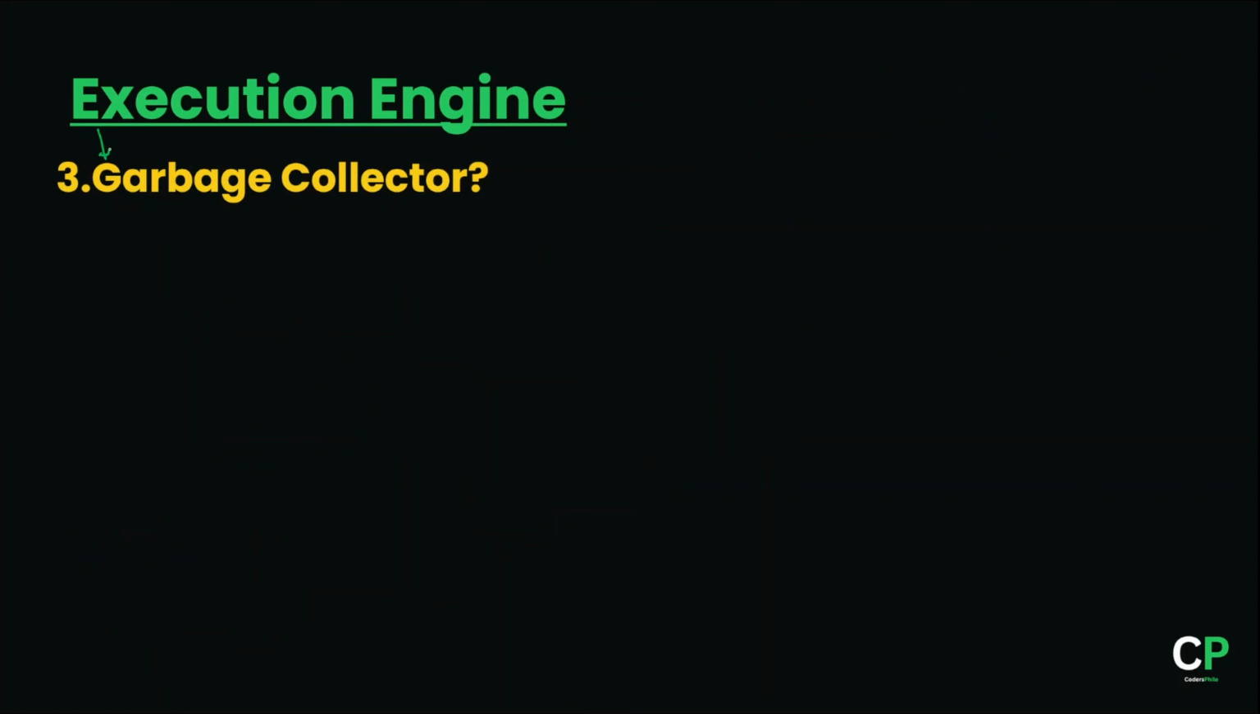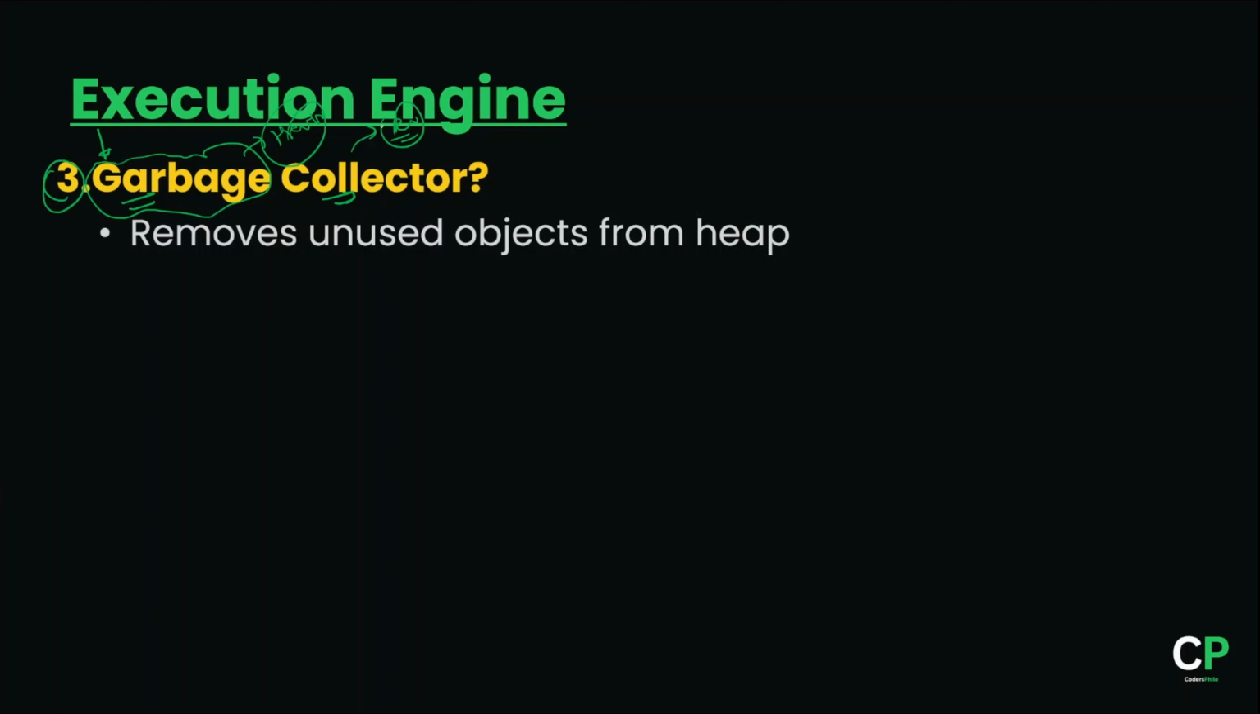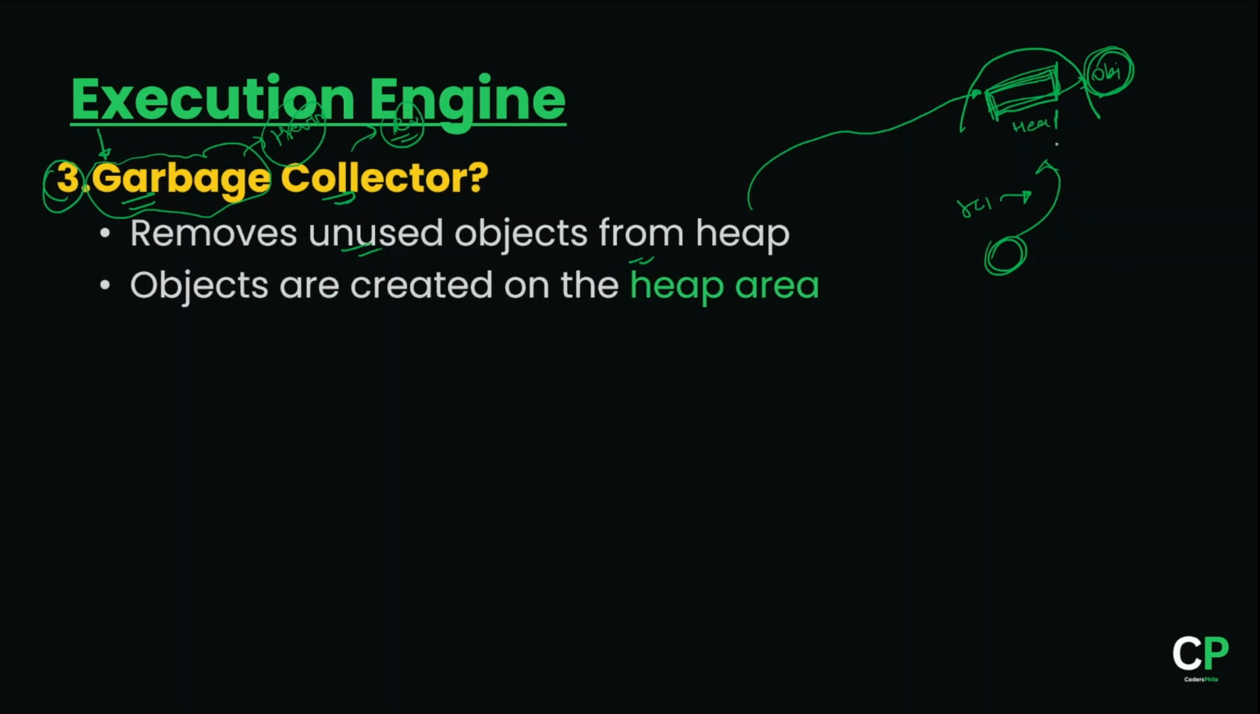Now the third component of the execution engine is the garbage collector. As the name signifies, garbage means something trash and collector means collecting it. So what does the garbage collector do? It removes the unused objects from the heap. We have learned that objects are stored in the heap. For example, there is one object in the heap that is not used in the program. In line number 1 the object is used, but in the next line the object is not there. So it removes the unused object from the heap.